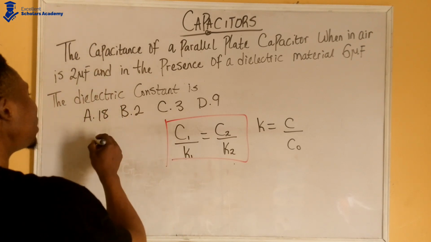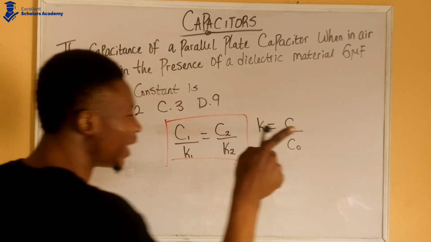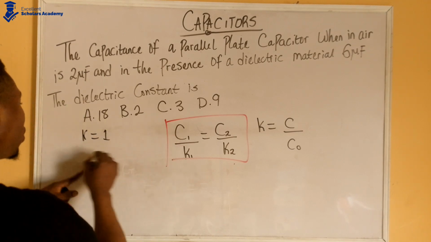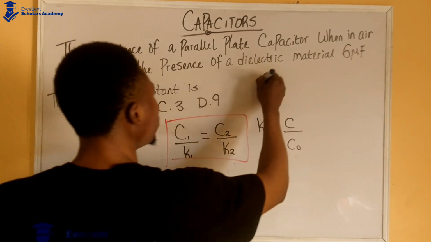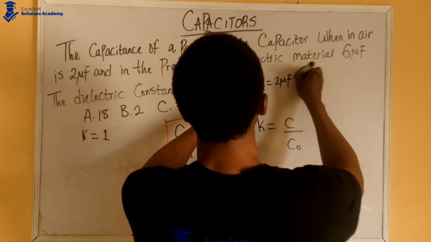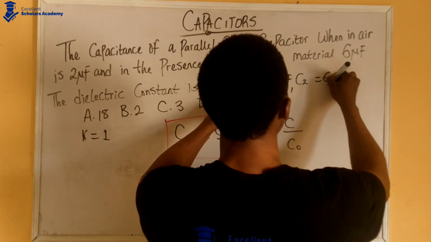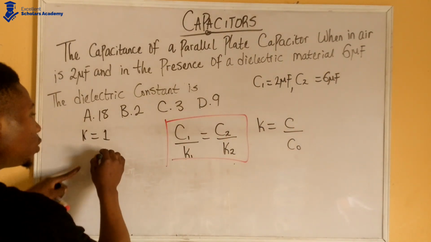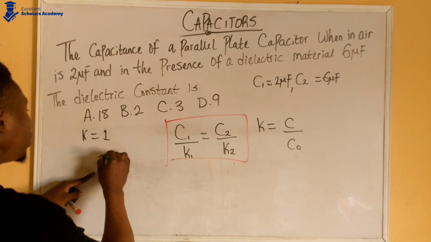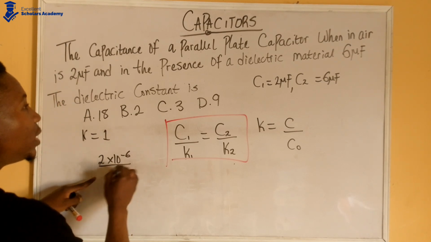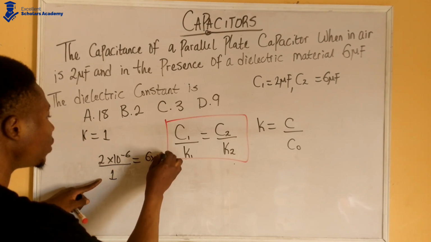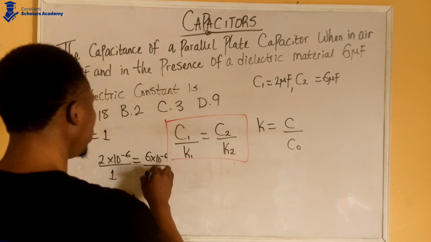Our K1 is going to be the dielectric constant in air, which is equal to 1. Our C1 here is 2 microfarad and our C2 is 6 microfarad. So this becomes 2 times 10 to the power of minus 6 over K1, which is 1, is equal to C2, 6 times 10 to the power of minus 6 over K2, which we are looking for.